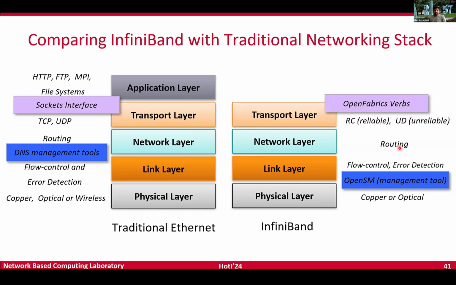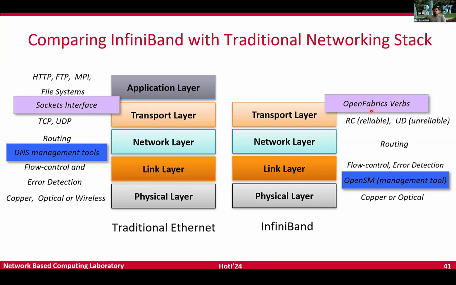The major differences between traditional Ethernet and IB happen at the transport layer. With Ethernet, the interface has historically been the sockets interface. So you have open, read, write, close, and so on and so forth. One of the major differences here is that with the sockets interface, you had to go from the user space to the kernel space, and there was a cost associated with that, which was not suitable for high performance networks. That is what the OpenFabrics verbs interface tried to avoid.